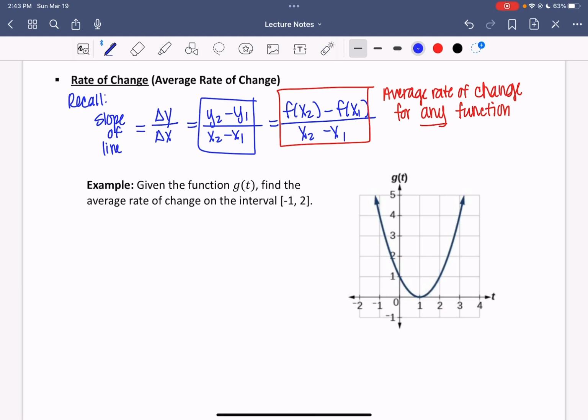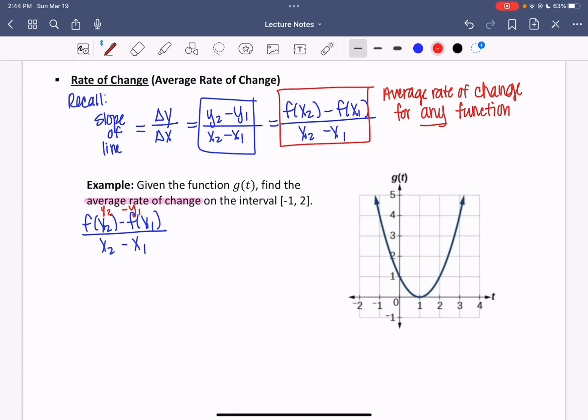Given the function g of t, find the average rate of change on the interval from -1 to 2. So a keyword with this is average rate of change. When you see that, you should already be thinking f of x2 minus f of x1 all over x2 minus x1. Now, if you feel more comfortable with y values, you can definitely just call this y2 minus y1. Those words are interchangeable.